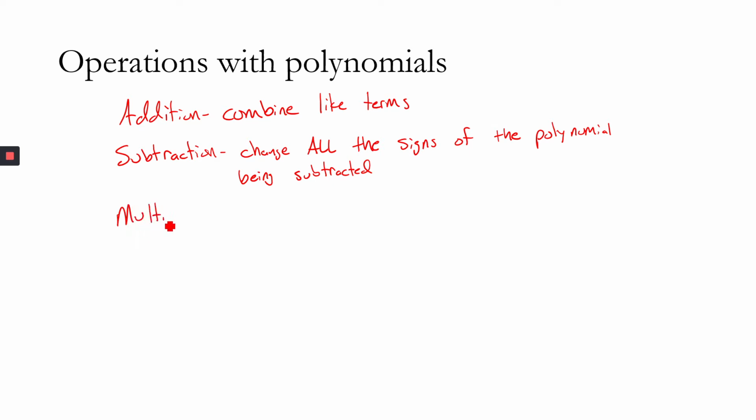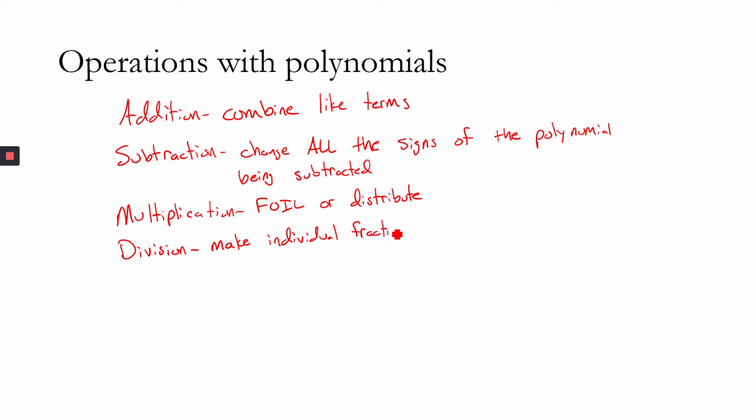With multiplication, we're basically just going to distribute each term to the other one. Now in some classes we talk about FOIL. Remember, FOIL only works when it's a binomial times a binomial. If it's anything else, basically you're just going to distribute each term to every other term in the other polynomial. And then finally, division. We're going to make individual fractions and then reduce each one.